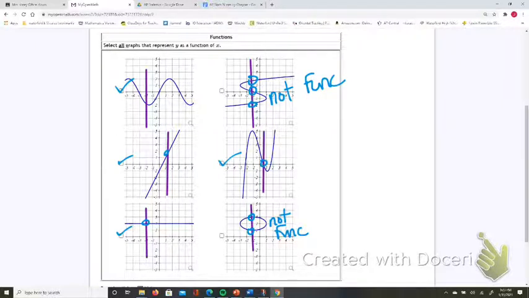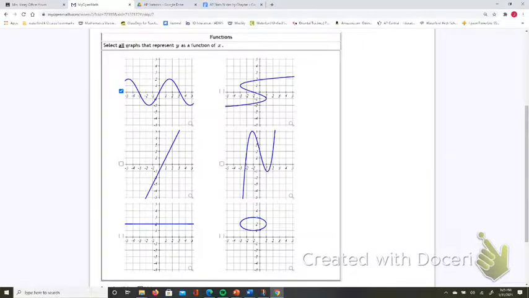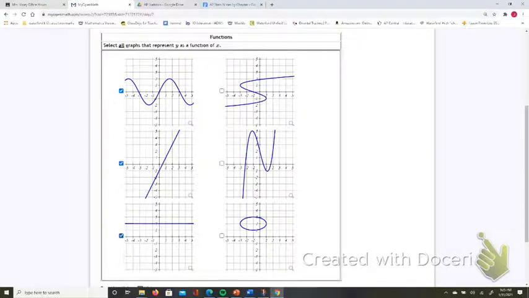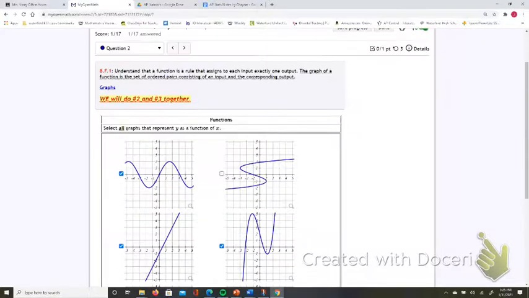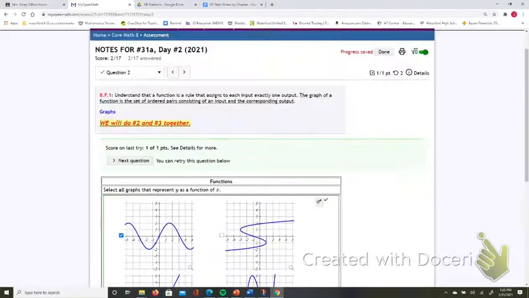Okay, so now you want to pause the video and go to your My Open Math screen. On the left, you want to select all 3 of them, and then on the right, you want to select the middle one. Then you're going to submit and move on to number 3.